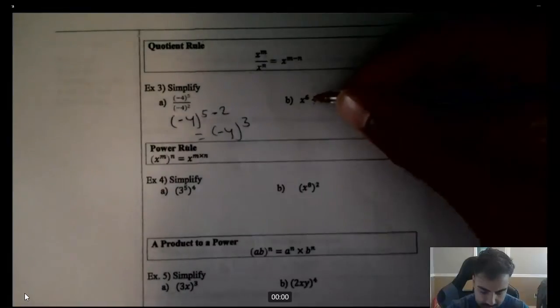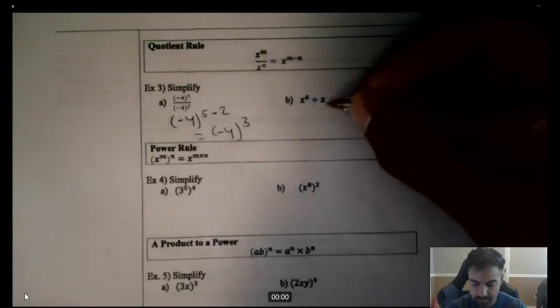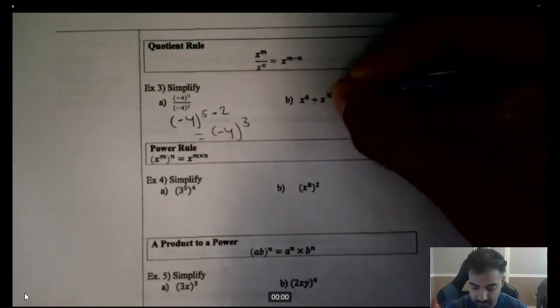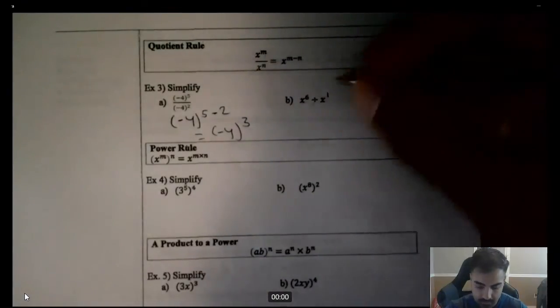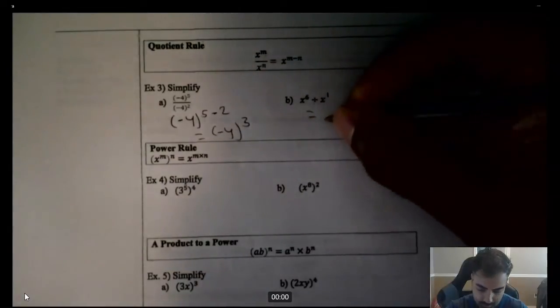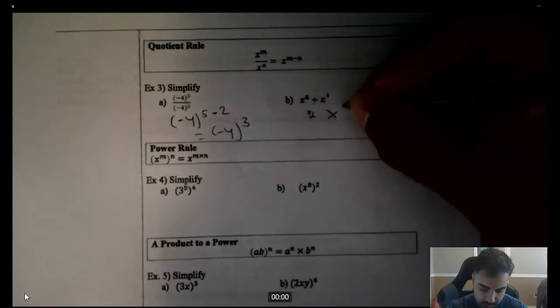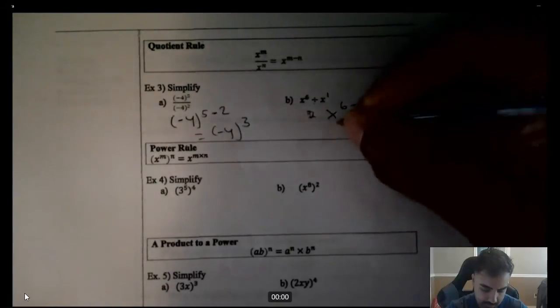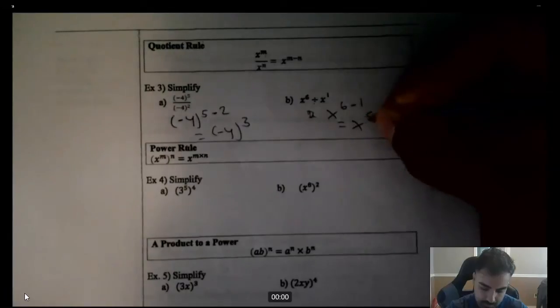Okay, let's try it again. So x to the power of 6 divided by x. Remember, if there's nothing there, it's just an invisible 1. You can even write down that there's a 1 here. It's the same thing, just written in a different way. So we write x to the power of 6 minus the 1, because we're dividing, and we get x to the power of 5.